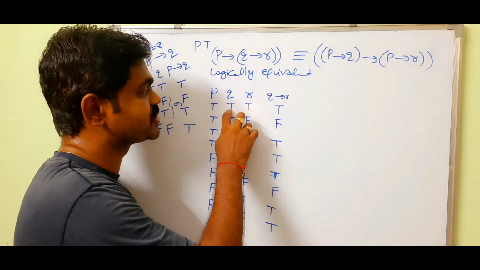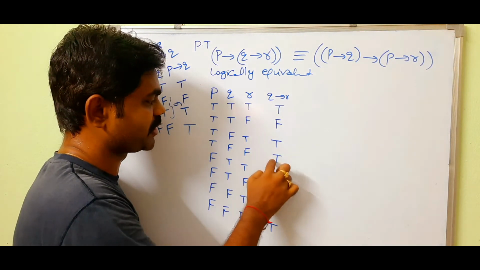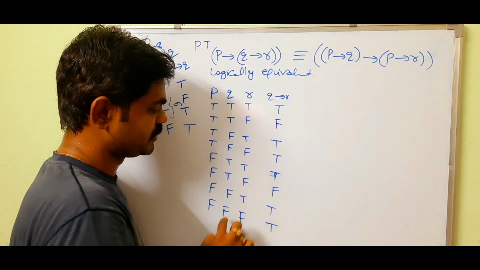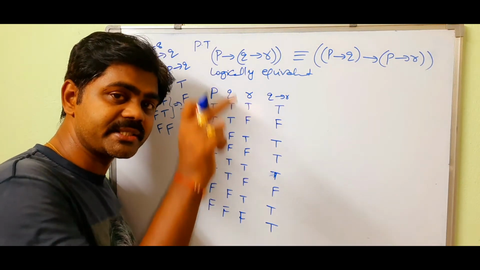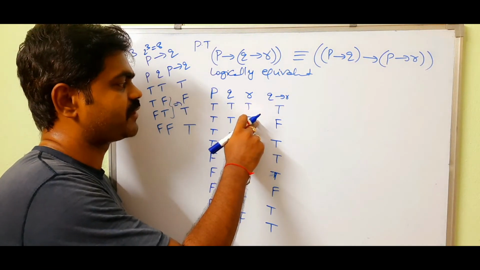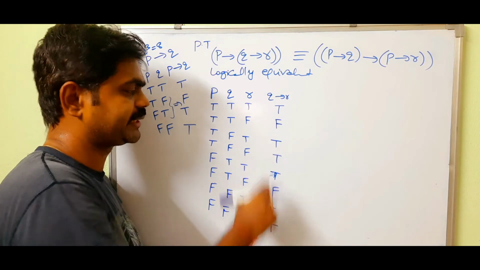So first I have filled this: true, true, true, false, false, true, true, true, true, false, false, true. In the remaining cases, we need to check Q implies R, right? So I need to check R values. So R I have false, directly write false, true, true, like that.